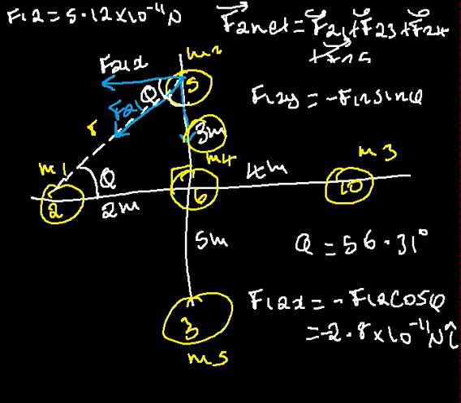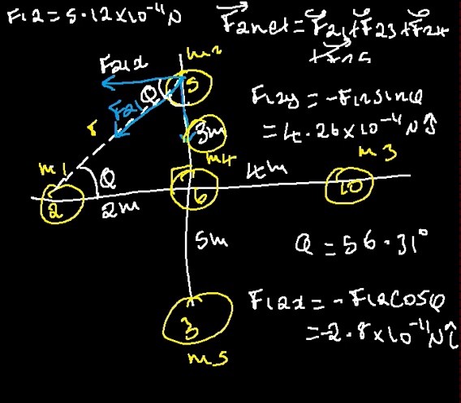That is 5.12 times 10 to the power negative 11 newtons times sine of 56.31, which is now given as 4.26 times 10 to the power negative 11 newtons. And since this is y, I'll have it as j. So keep that in mind.